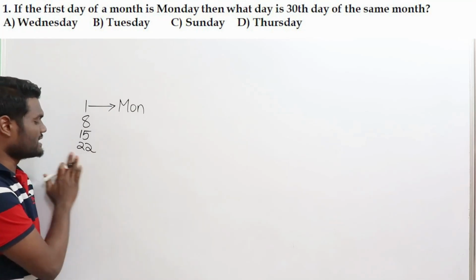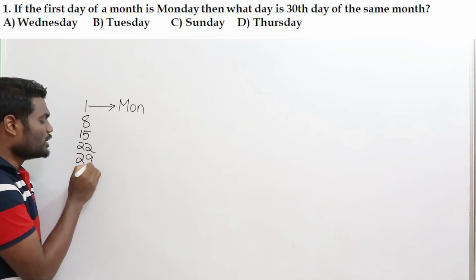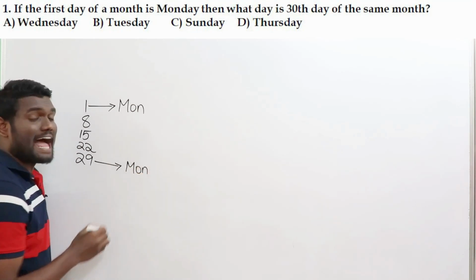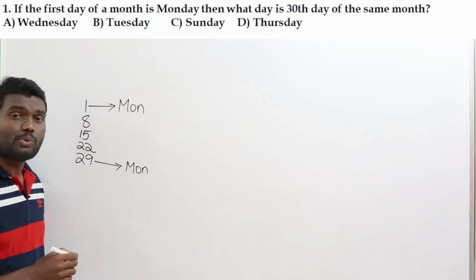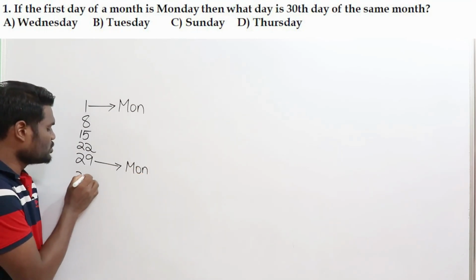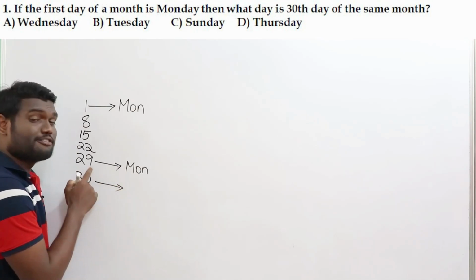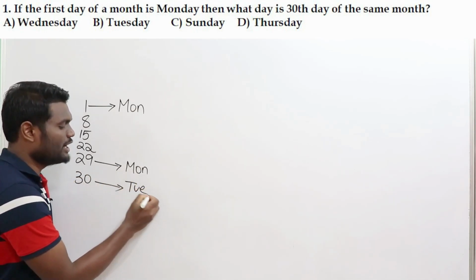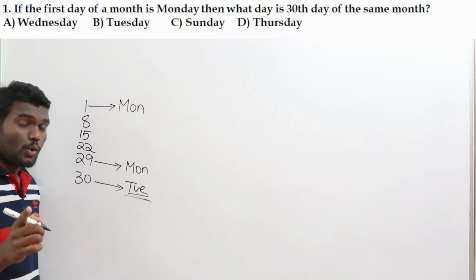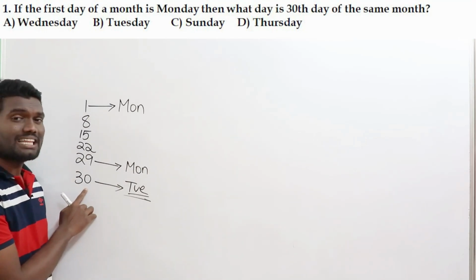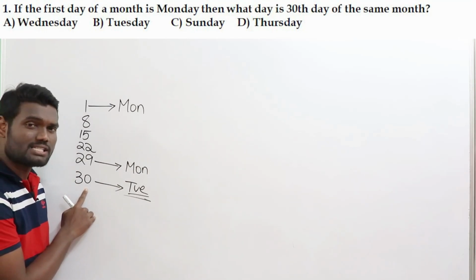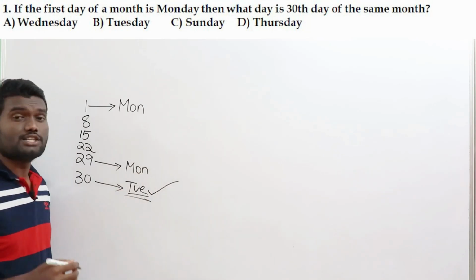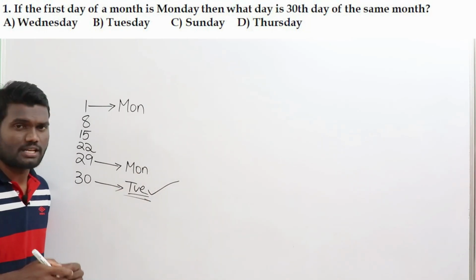After 7 more days, that is 29, is also going to be Monday. But our question is not about 29th. Our question is to find about 30. If 29 is Monday, I can say that 30 is going to be Tuesday. Which means if you say the answer is that the 30th of the month is Wednesday, it's a wrong answer. Why? Because the 30th of the month is Tuesday, it is not Wednesday.